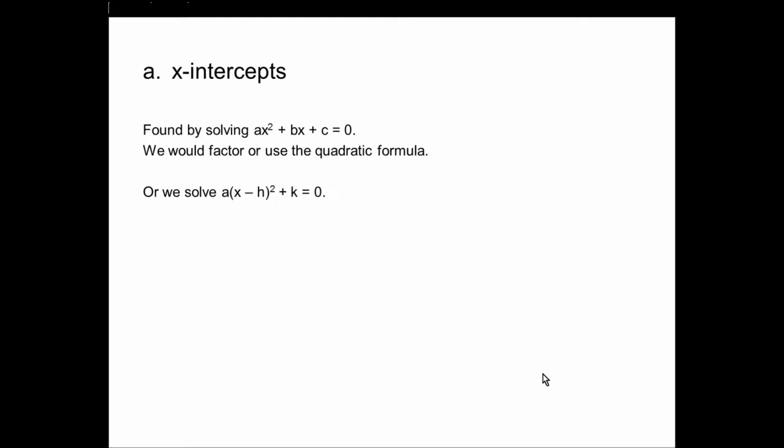Or you solve a times x minus h squared plus k equals 0. This one would use the principle of square roots. Okay? So they're still not too bad.